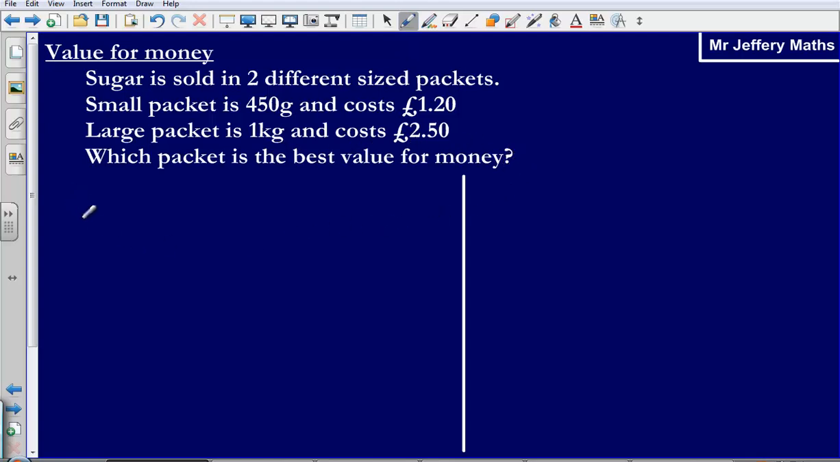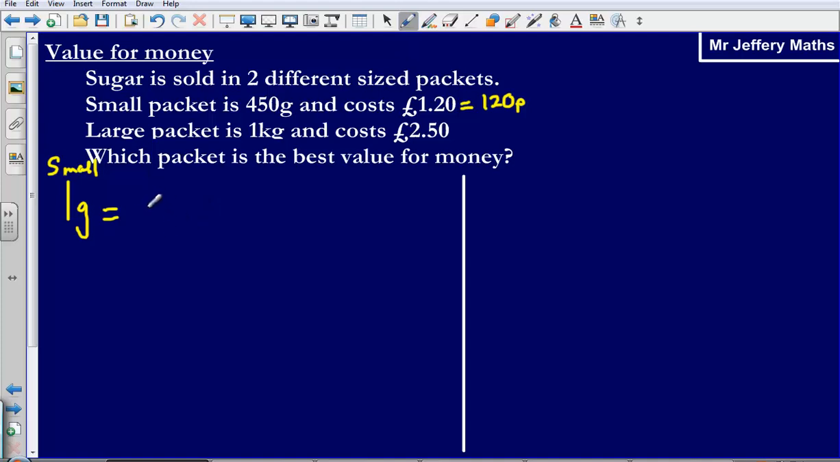So the first thing I'm going to do here is work out how much 1 gram would cost me with the small packet. So just label it the small packet. Here, instead of having it £1.20, let's say that this is equivalent to 120p. So let's work in pence, it's just a bit simpler for the numbers that we've got. So I've got 1 gram, and for the small packet I've got 450 grams.